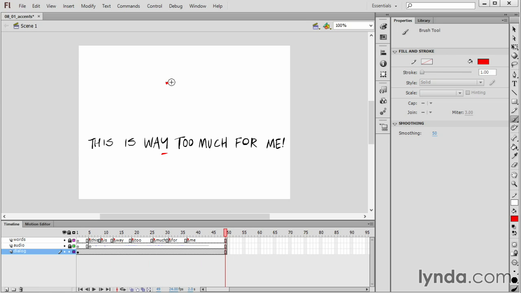Let's listen to the beginning again. This is way too much for me. It seems like this is coming down before soaring up on way. So I'm going to guess roughly that we're looking at the S sound as the low point. So we're starting a little higher and we're coming down to the S sound before going up to way.